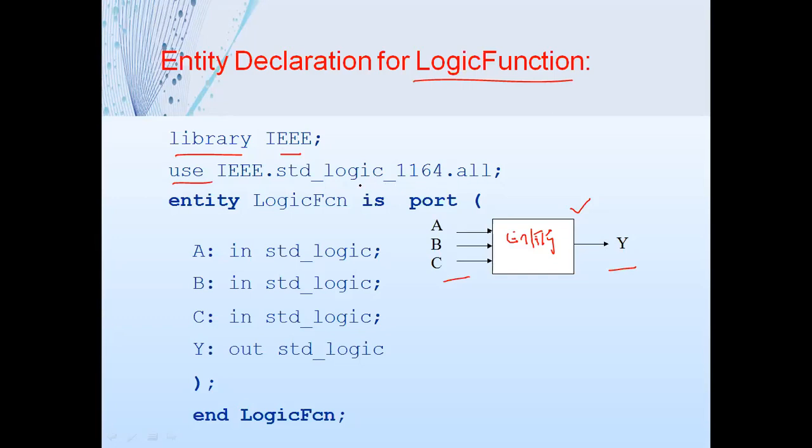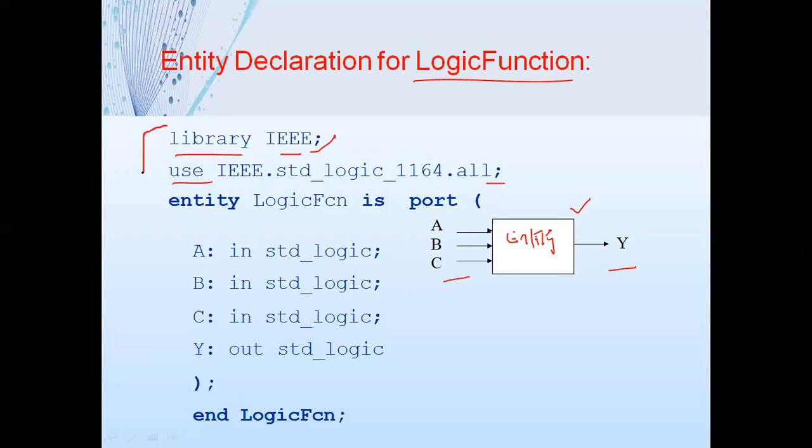So what does it mean here? You have declared the IEEE library, and in that library you are using all the standard logic values here. Dot all means the entire set of logic values in that std_logic_1164 package. So here it is a package declaration. So how to declare a library and how to declare a package: use IEEE.std_logic_1164.all.